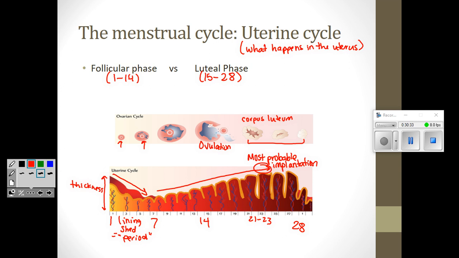Now, once we get to day 28, what happens? Well, the cycle starts all over again. On day 28 at the end, estrogen and progesterone decrease.